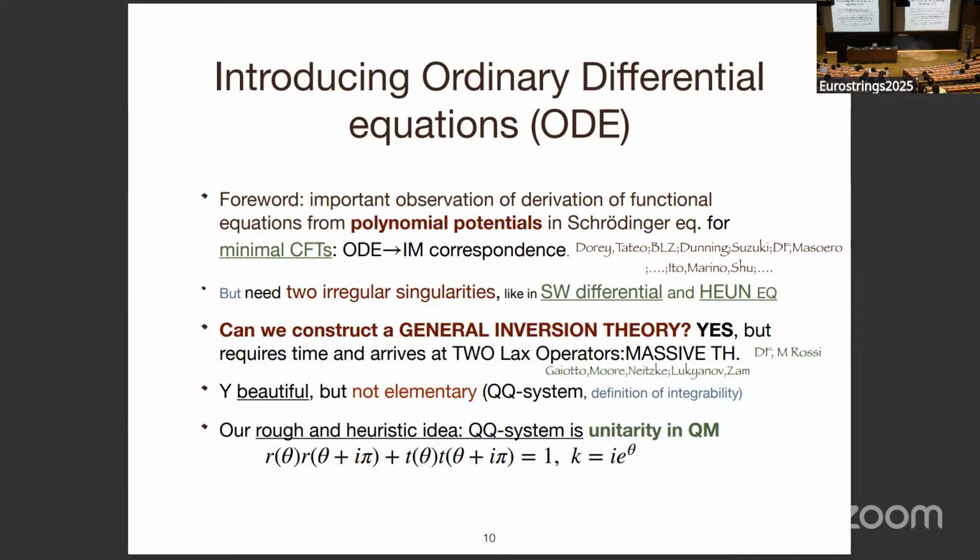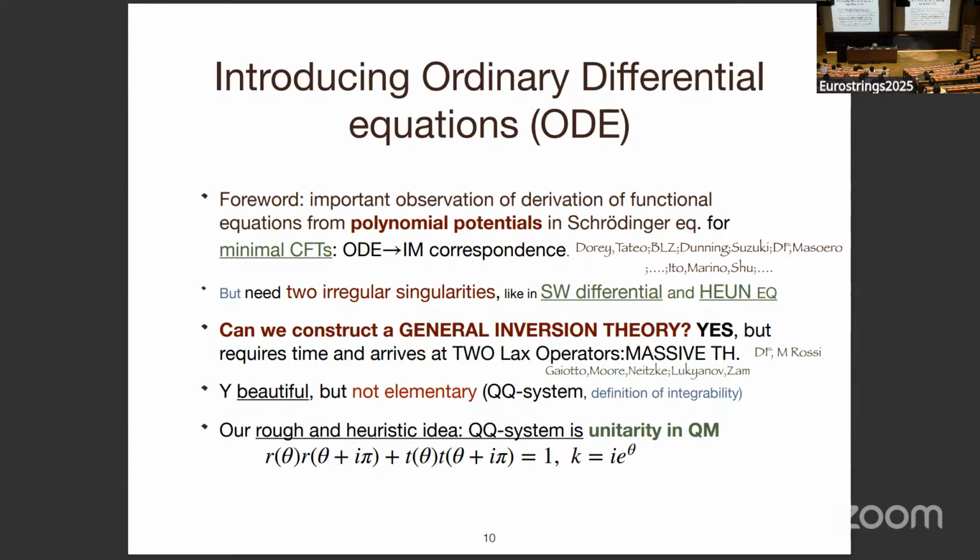So now we should try to introduce an ordinary differential equation to describe this system. I have to preface that there was already on the table a very beautiful derivation, in the case of a Schrödinger equation with polynomial potential, of functional equations characterizing minimal conformal field theory, due to Patrick, Roberto, Marcato, Lukyanov, Zamolodchikov, and many other people, among those also myself. But for gauge reasons, for other reasons, we need here two irregular singularities. Instead, as you know very well, with the Schrödinger equation with potential, you have only one irregular singularity at infinity, like in the Seiberg-Witten differential, for instance.